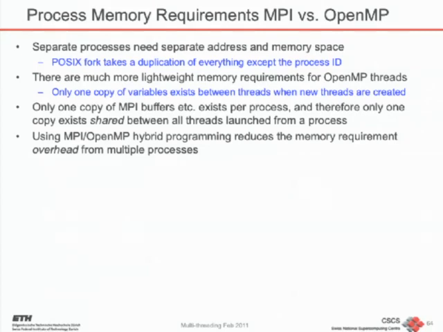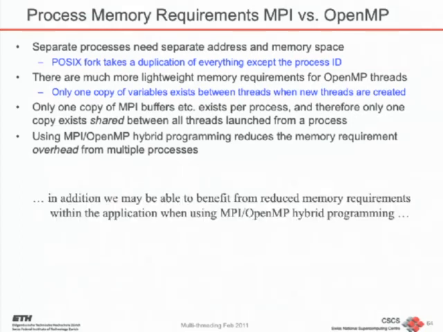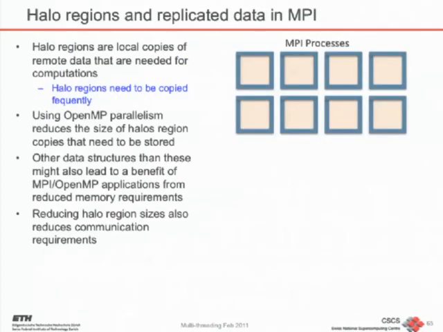Particularly, the memory per core will probably drop, and the number of MPI processes you need will increase, so the buffering I talked about will then increase with it for those non-scalable parts of the library. But then we may also be able to benefit much more significantly from the reduced memory requirements of the application itself when using MPI with OpenMP.